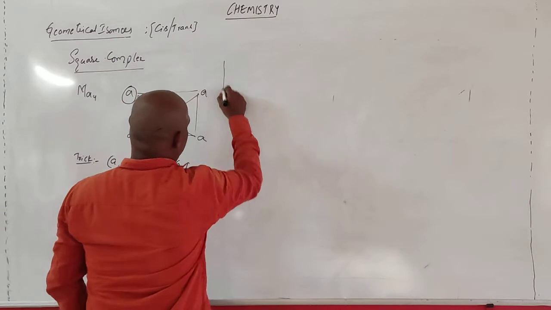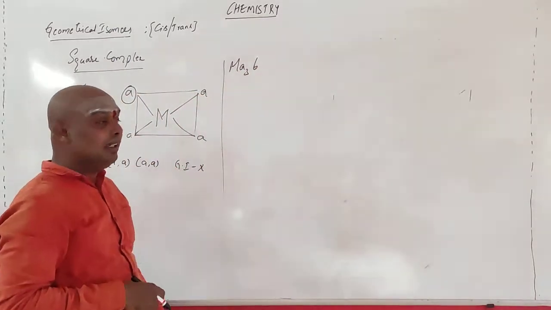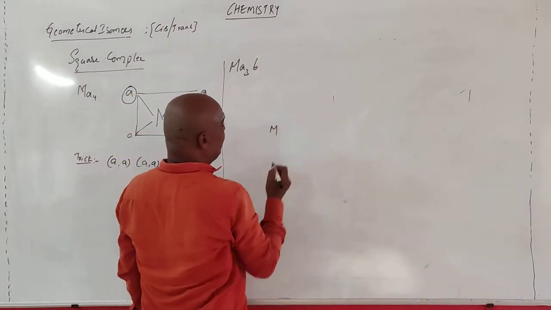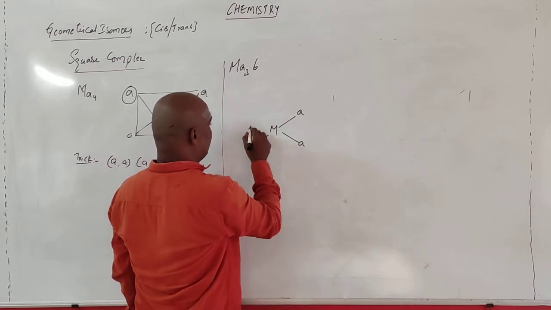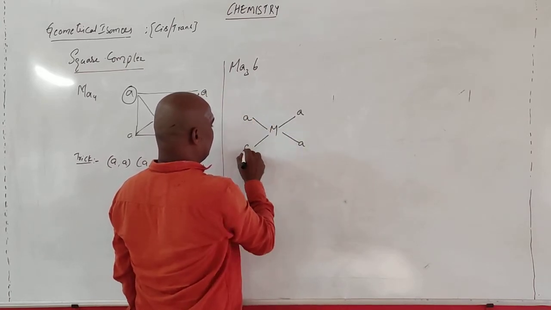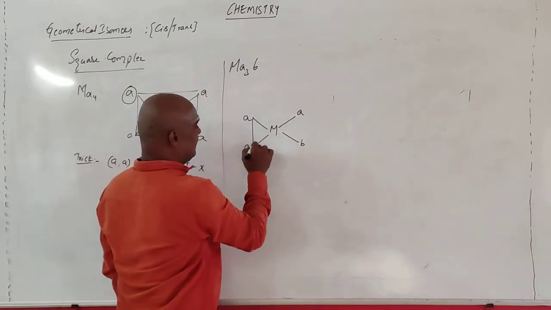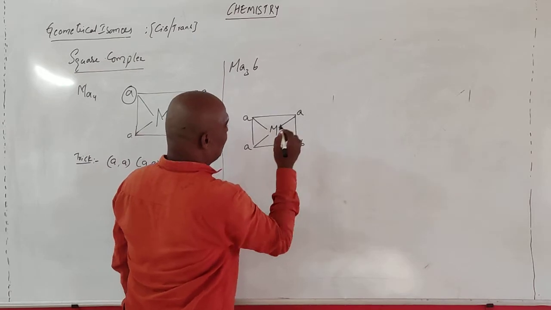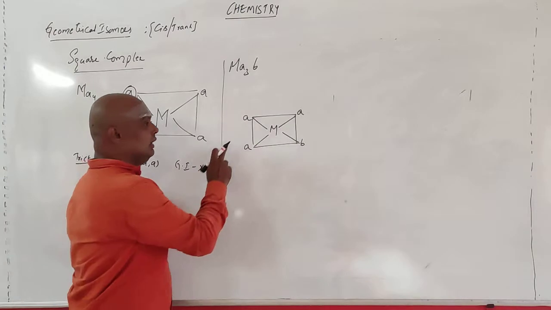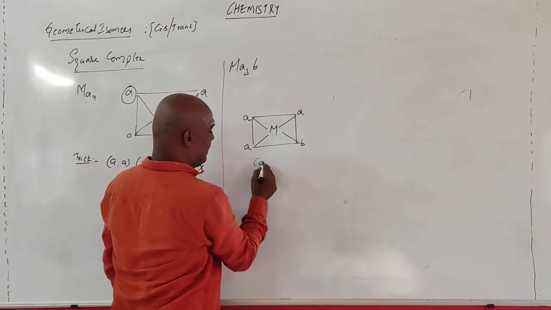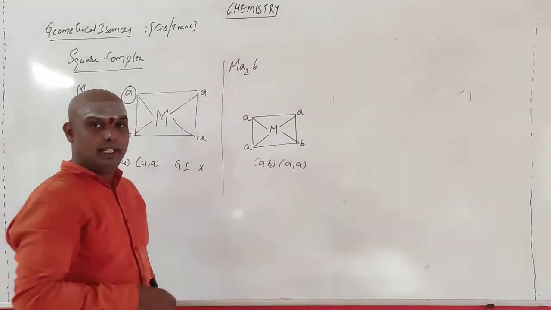So if I go for the complex like MA3B. Okay? So the central atom is M. Here A, this is A, this is A. Let us take this one. This is entirely a square planar complex. Take the opposite things. Whatever we have started, A, B. So this is A, B. These two, A, A. Okay, this is a possibility.